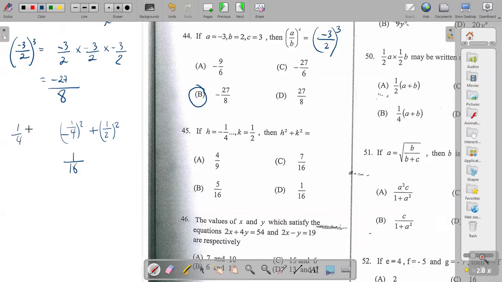So this is what this means. Remember, both of them are negative. So negative and negative give you a positive. Plus a half squared, same thing. This will give me a quarter. So what do you have in common? 16, 4, 4. So our answer is 5 over 16.